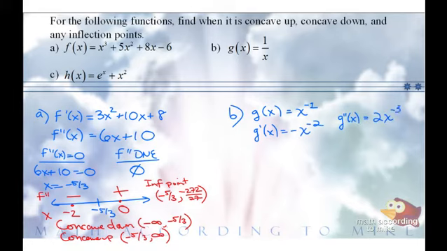2x to the negative 3. And rewriting this back as a fraction, which makes the rest of the problem easier, what do we get? 2 over x to the third. Very good. So we have our 2 steps. We have to see where the derivative equals 0 and see where it does not exist.